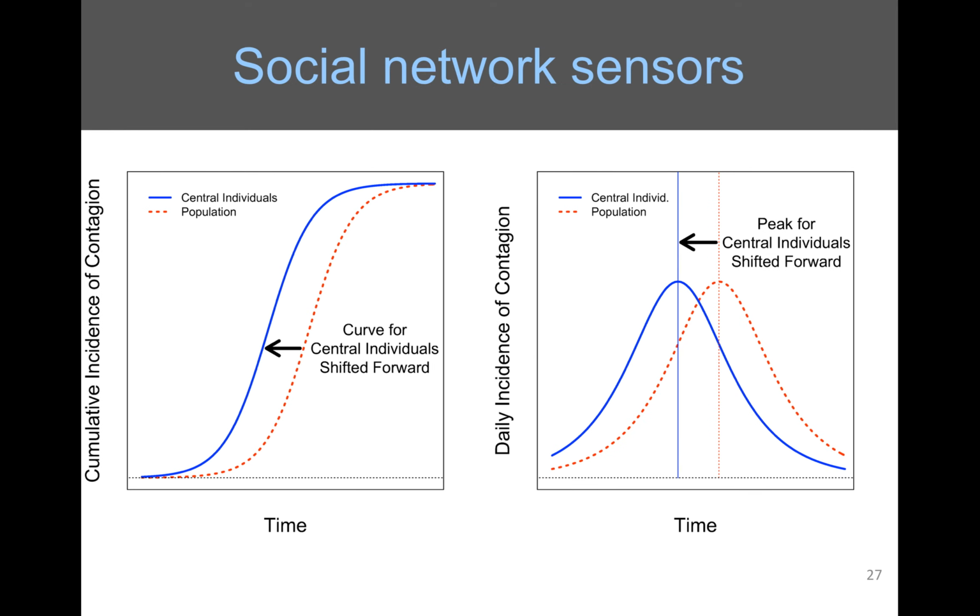This is the same picture as in the previous slide, except now we're showing it in an ideal context, where the red curve is the full population, and the blue curve is your sensor set, which are in some sense the most central individuals. Tracking them will give you a cumulative curve that is shifted a little bit earlier, and in the daily incidence curve, it's essentially the same curve replicated and again shifted leftward.